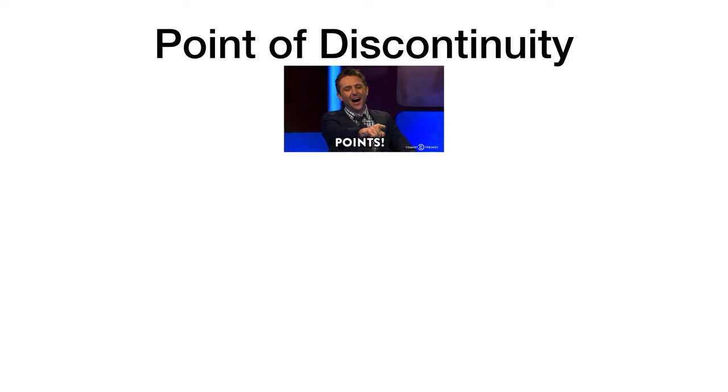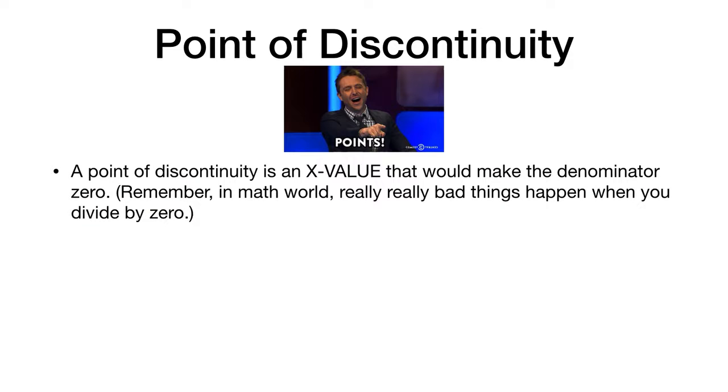Okay, so now we're going to talk about points of discontinuity. A point of discontinuity is basically just the x values that would make the denominator 0. We've been finding these the whole time. It's all the values that were undefined that we were looking for. In the past, they've all been vertical asymptotes, but maybe they won't be as this lesson goes on. Remember, the reason why is because in the math world, horrible, bad, very, very bad, terrible things happen when you divide by 0. Like you get wrong answers.